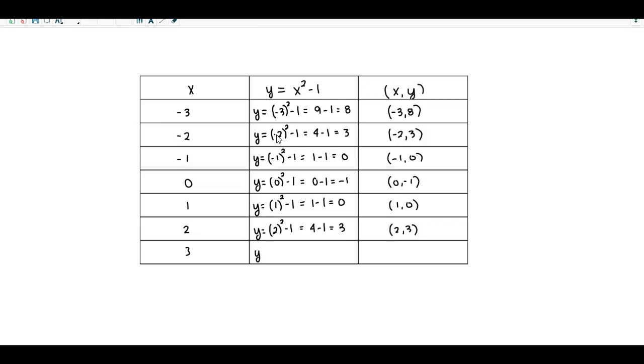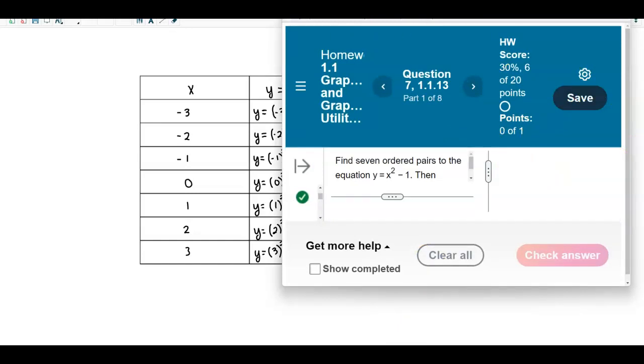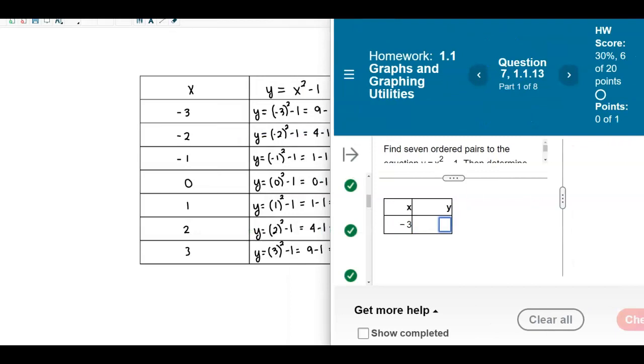And then this last one, we're going to plug in 3 squared minus 1. Well, 3 times 3 gives us 9, minus 1 gives us 8. So the ordered pair is 3, 8. Now let's go ahead and put this into our homework assignment to make sure that we're correct here. We're going to come in here and put in our answers.